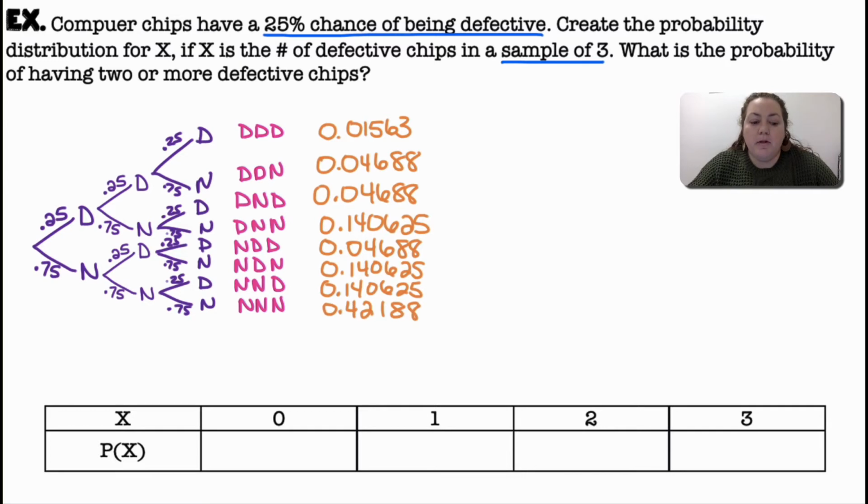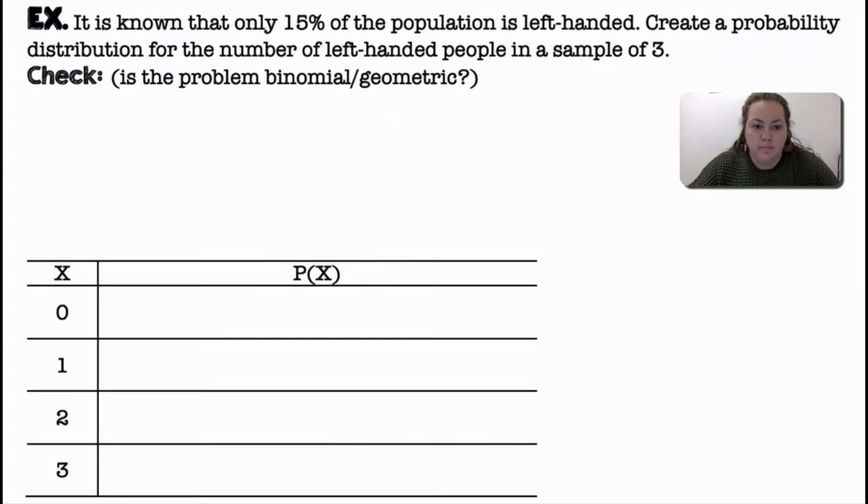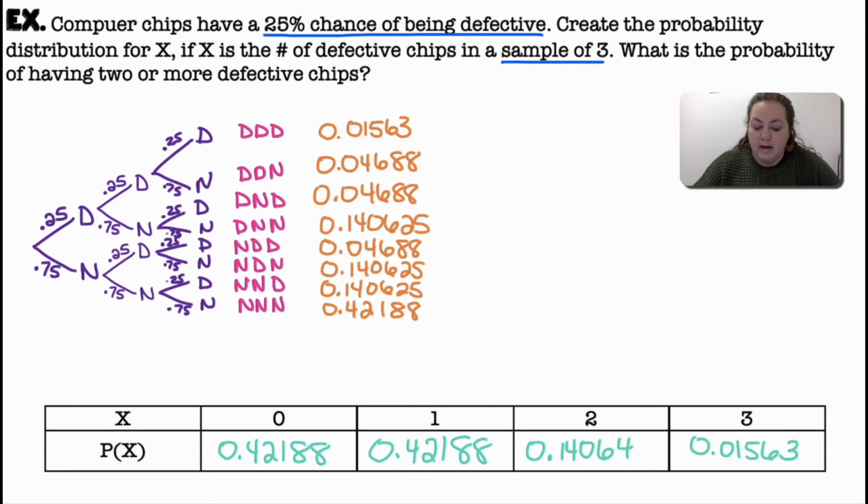The probability that x equals 0, so that there are 0 defective chips, is 0.42188, which means all of them are not defective. For the probability of 1 defective chip, I'm going to count up all the ones where there's just 1 defective in the group. Then the probability where there are 2 defective chips, and then where they're all defective. What is the probability of having 2 or more defective chips? I can add these two sections up to get 2 or more.